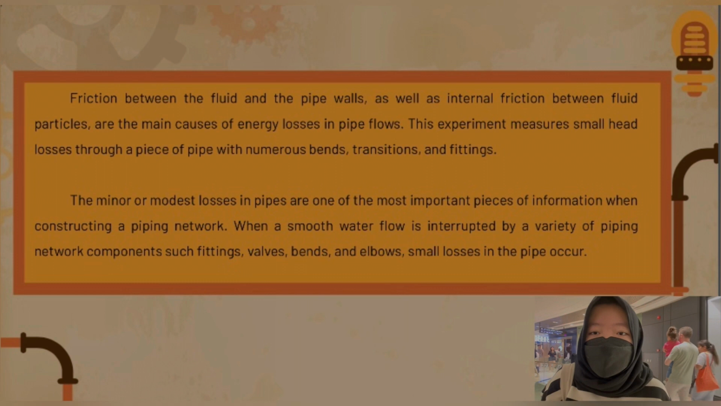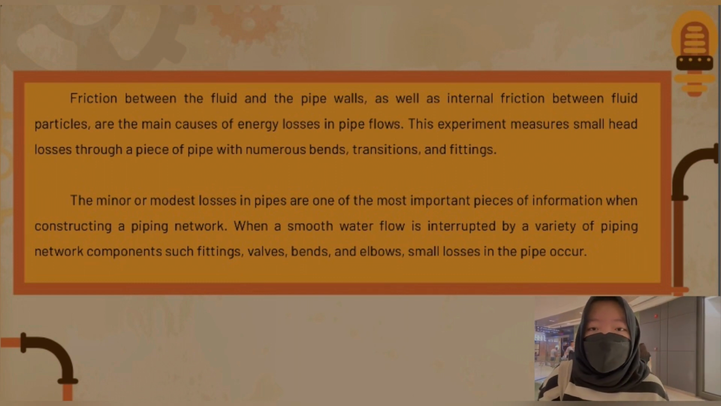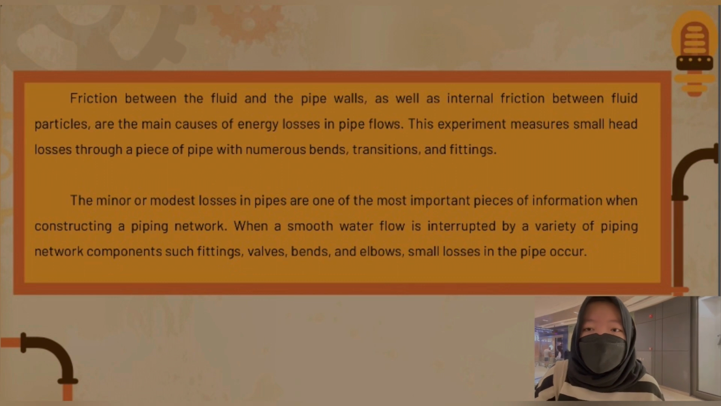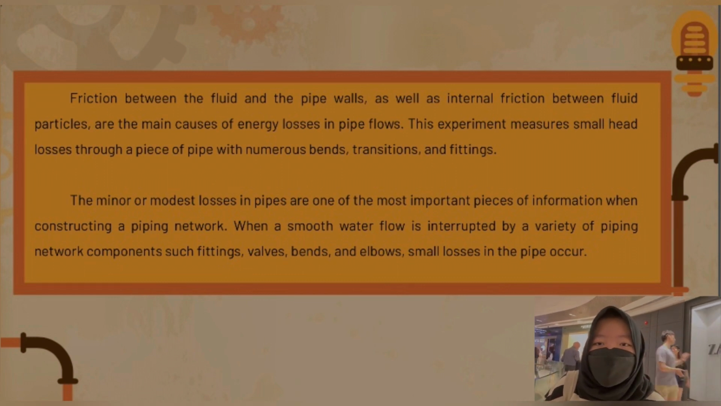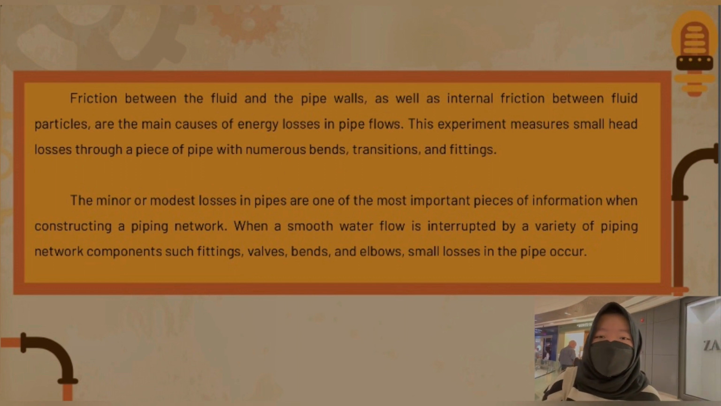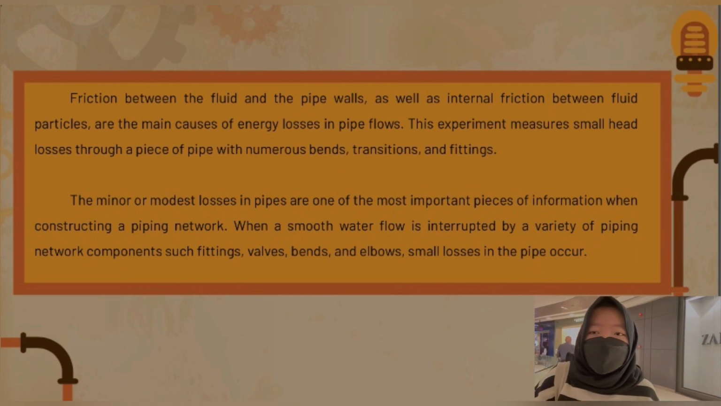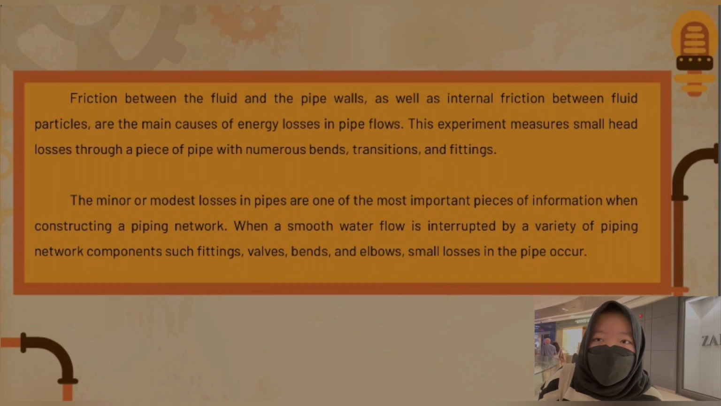The minor losses in pipes are one of the most important pieces of information when constructing a piping network. When a smooth water flow is interrupted by a variety of piping network components such as fittings, valves, bends, and elbows, minor losses in the pipe occur. These elements result in additional losses because friction continuously loses energy, which changes the pressure value.